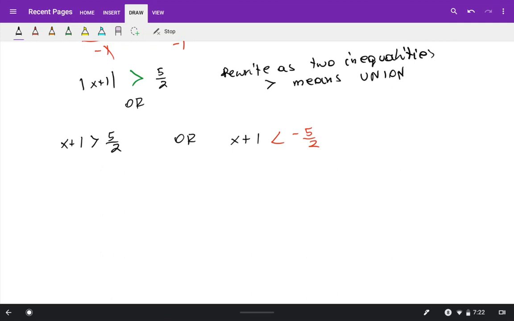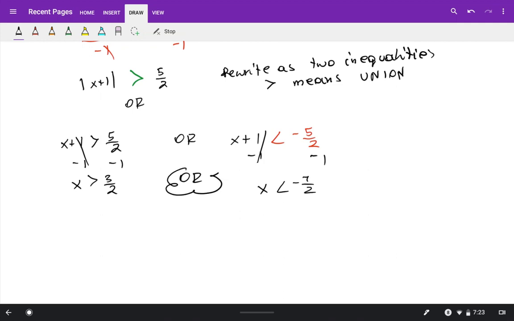So we're going to solve two inequalities. I will subtract 1 from both sides, and we have x is greater than 5/2 minus 1, which is 2.5 minus 1. This is 1.5, which is 3/2. Or here we're subtracting 1 from both sides, so we have x less than negative 2.5 minus 1, negative 3.5, which is negative 7/2.